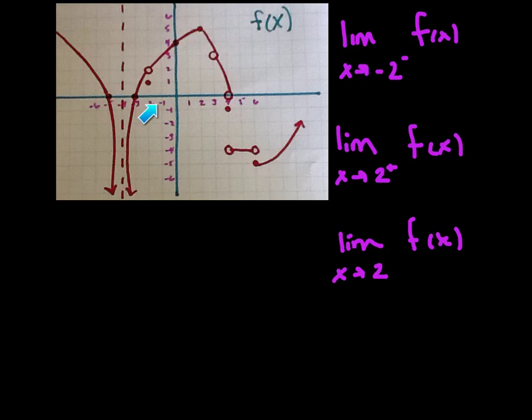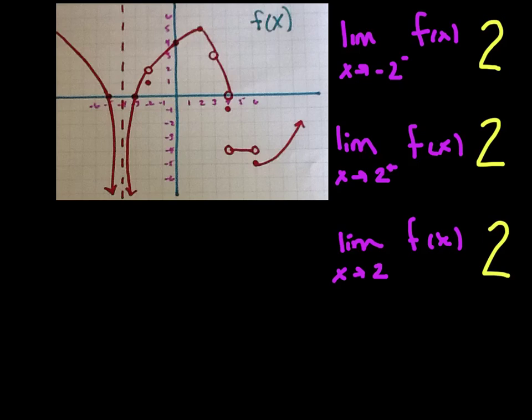So real quickly, here's my negative 2. As I come in on the left, my intended height is positive 2. As I come in from the right, my intended height is positive 2. Therefore, the left side equals the right side, the limit exists, and the limit is 2. Remember, the left has to equal the right.